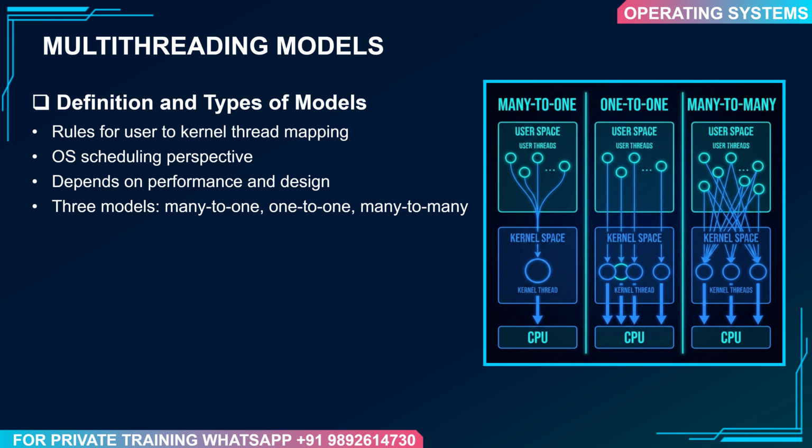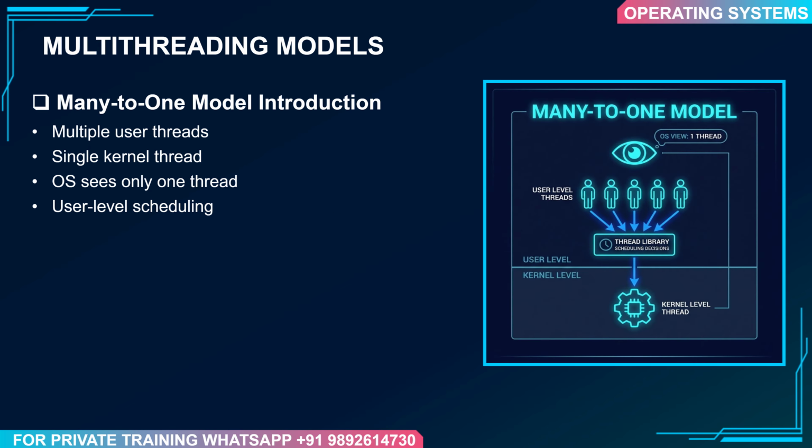Think of a multi-threading model as a rule book that defines the relationship between threads created by applications and the threads that the operating system schedules on the CPU. Different operating systems use different models depending on performance needs, hardware support, and design goals. The three classic models you will often see in textbooks and exams are many to one, one to one, and many to many. Let us start with the many to one model because it is the simplest to understand.